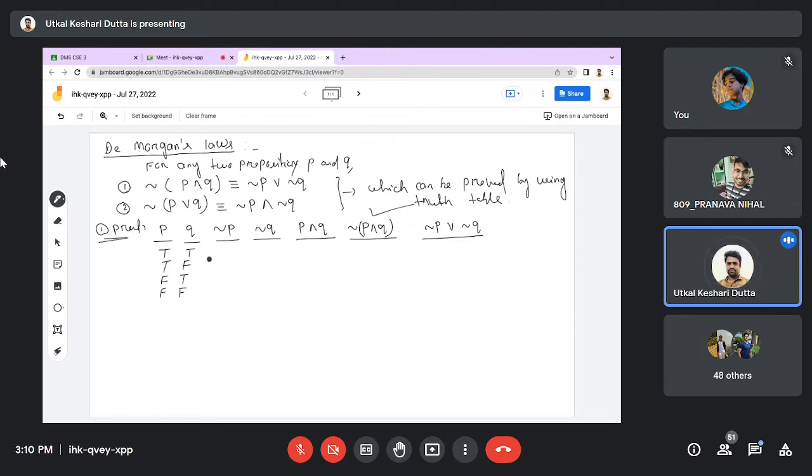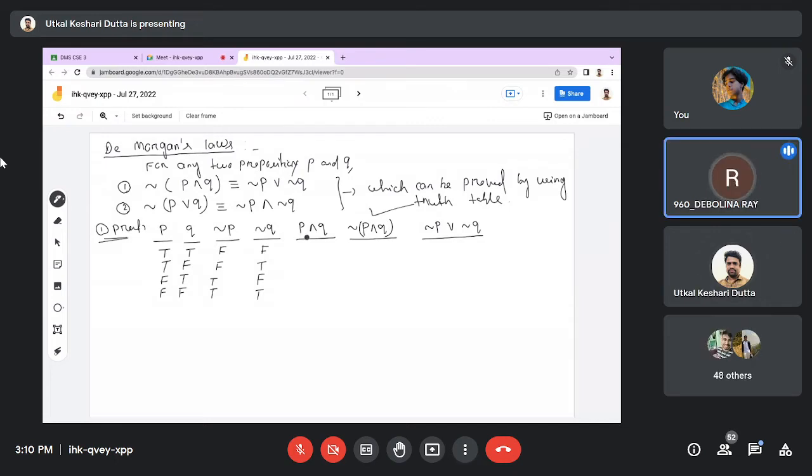What will be negation P? For true, true, false, false, all the cases we have written, that will be false, false, true, true. Negation Q: true, false, true, false, that will be false, true, false, true. Then what will be P and Q? True, false, false, false. The first one is both true, then true; all others are false.